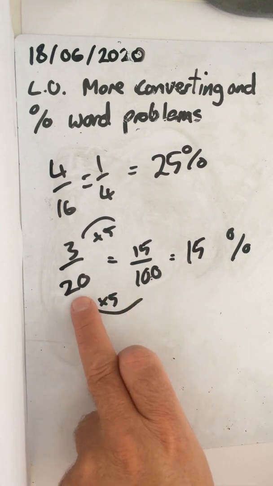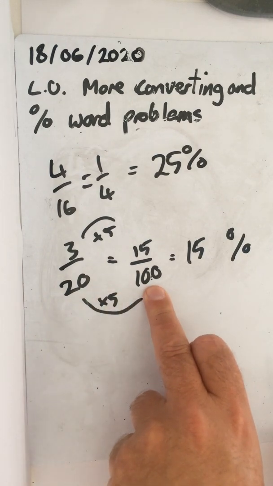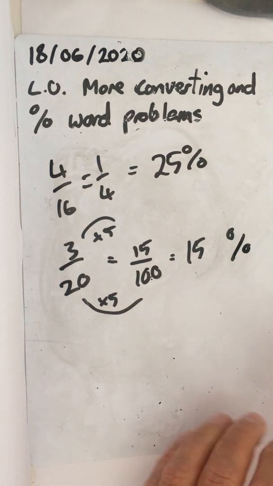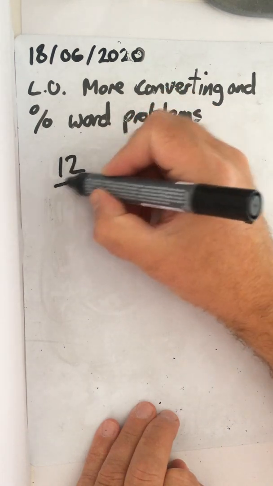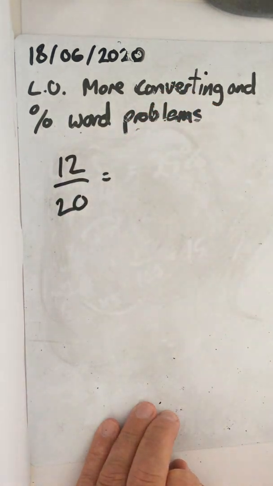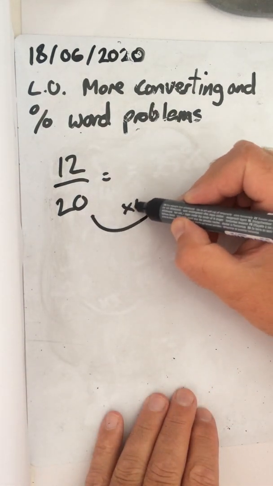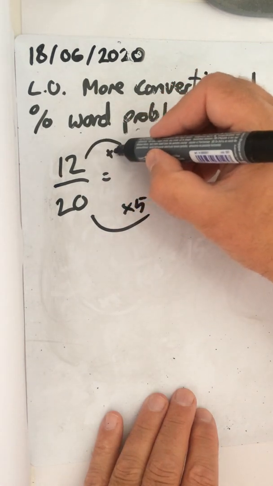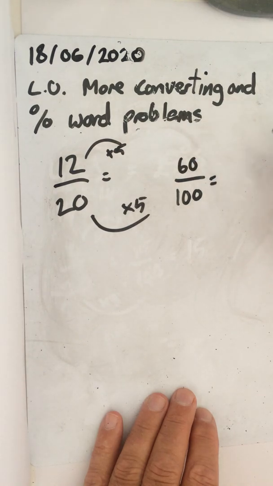So if I can expand this fraction and find an equivalent fraction where the denominator is 100, then it's easy to turn it into a percentage. Let's have a look at this one. I've got 12/20, and I can see straight away I've got another 20, so I can multiply it up. Times that by 5 will give me 100. Do the same to the top, times it by 5, 12 fives are 60. 60 over 100 is 60%.